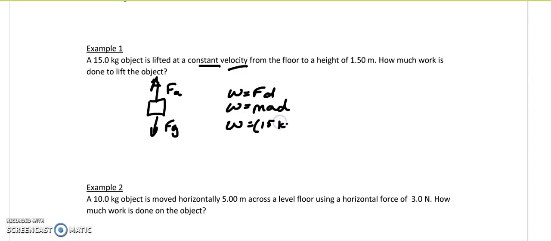15 kilograms. The acceleration we're going to use here is 9.81 meters per second squared, and that's just because we're counteracting gravity, and a distance of 1.50 meters, and so the units here, kilogram meters squared per second squared, are joules, and you should get 221 joules.